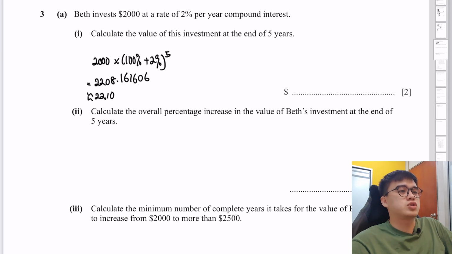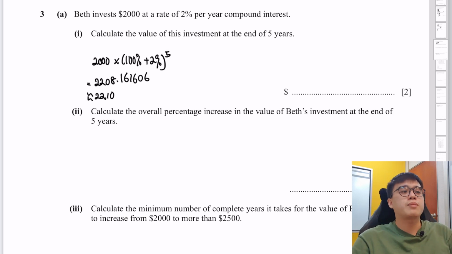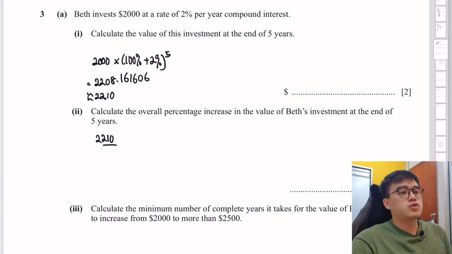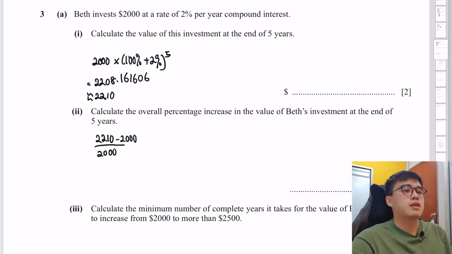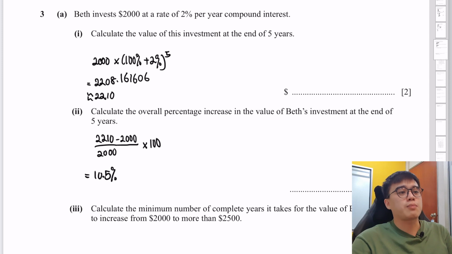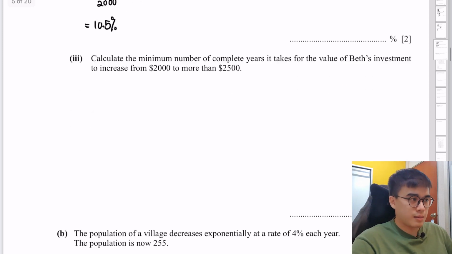As for part number 2, calculate the overall percentage increase in the value of the investment at the end of the 5 years. So I took the new amount, which is 2210, minus my original of 2000, divided by 2000, and then multiplied by 100. So with this, I'm able to trace my percentage as 10.5%.